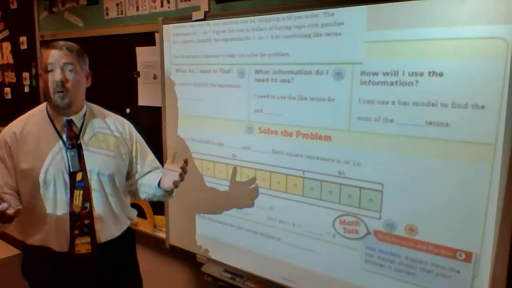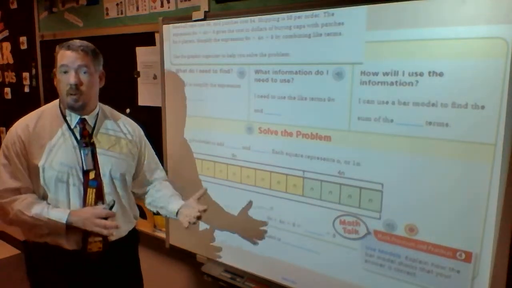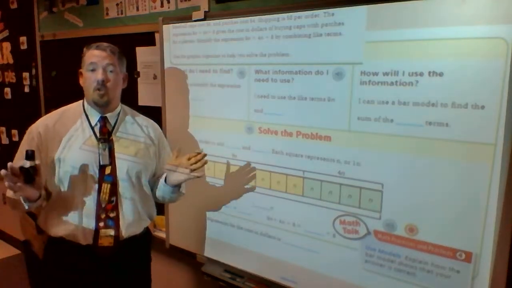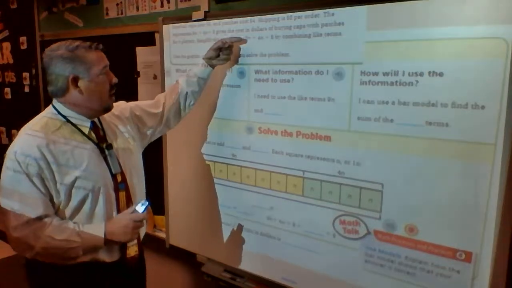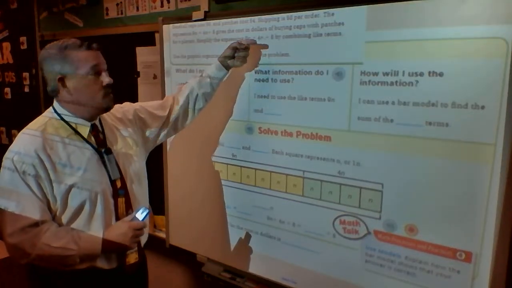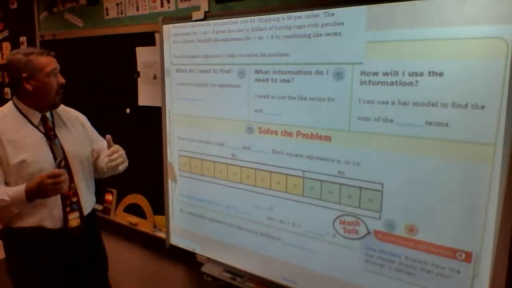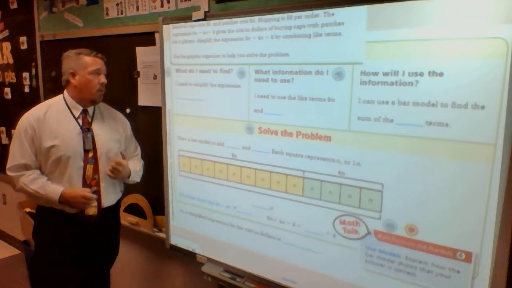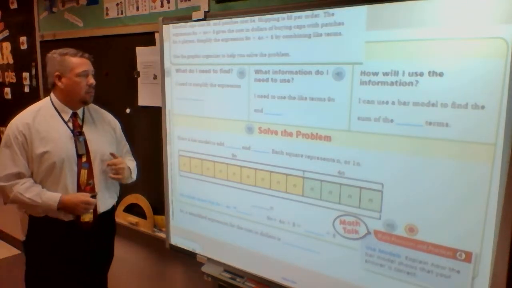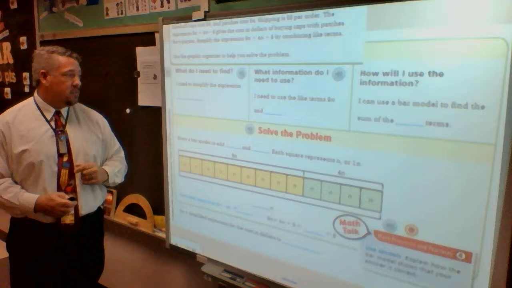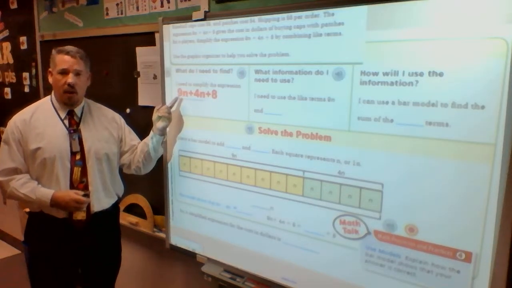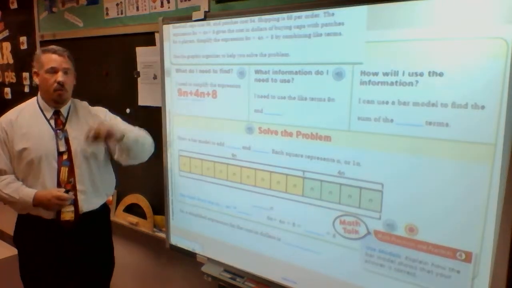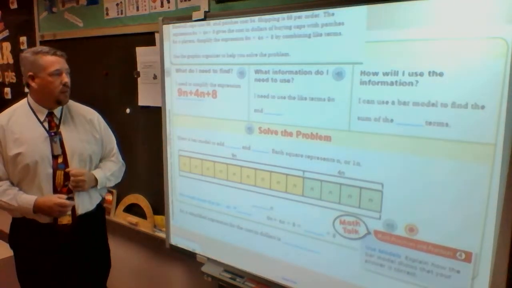So n is just the number. How many are on the team? How many players do you have? Simplify the expression, make it smaller, of 9n plus 4n plus 8 by combining like terms. You can use the graphic organizer to help you solve the problem, which we're going to use. What do I need to find? Well, I need to simplify the expression of 9n, 4n, and 8. So that's my expression from the math problem, and I need to simplify it.